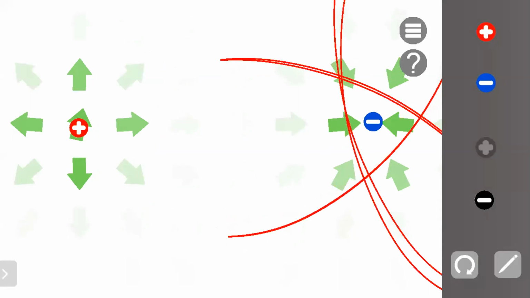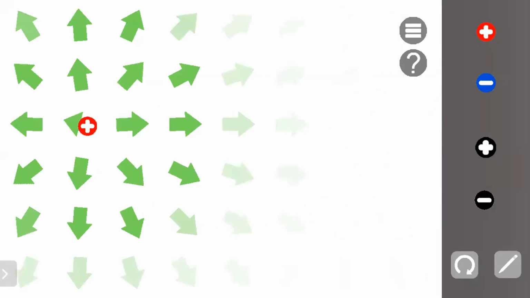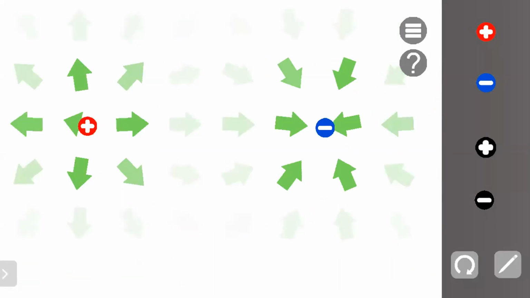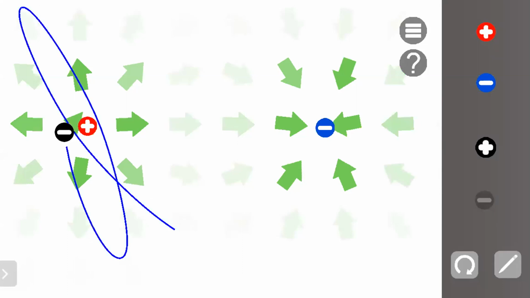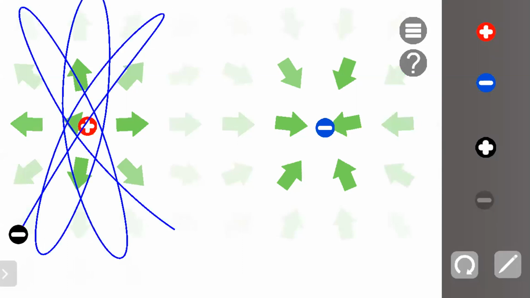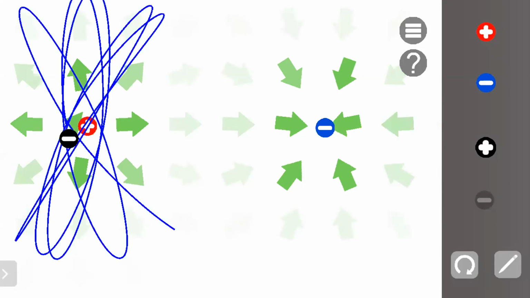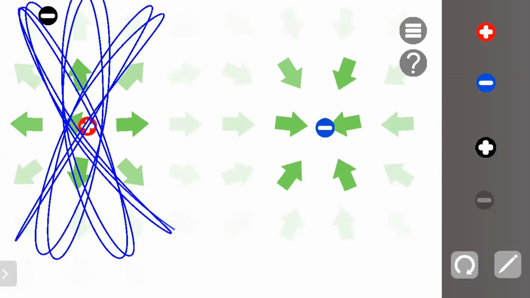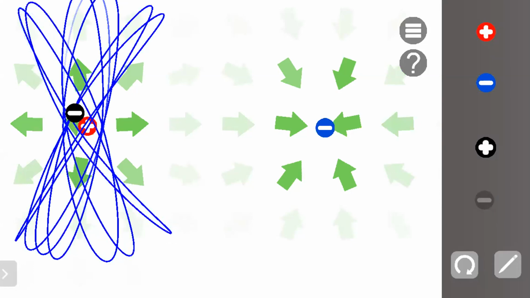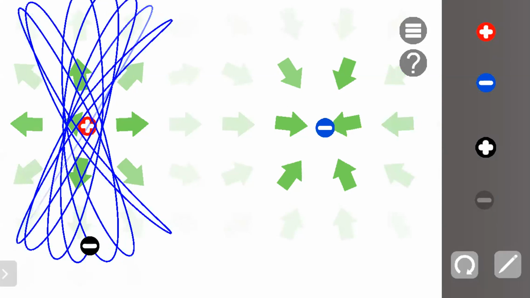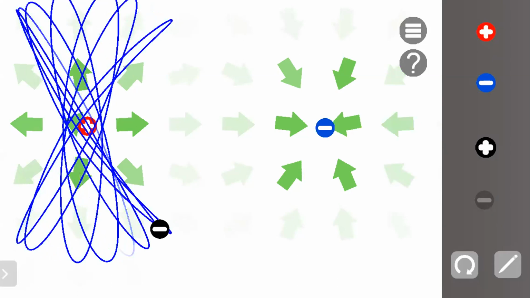Otherwise, instead of a plus charge, I can put a minus charge. What happens? I can put the minus charge here. Now it is getting attracted, but it is going in a spiral shape. So like this, you can simulate with any number of stationary and non-stationary charges. That is the idea.